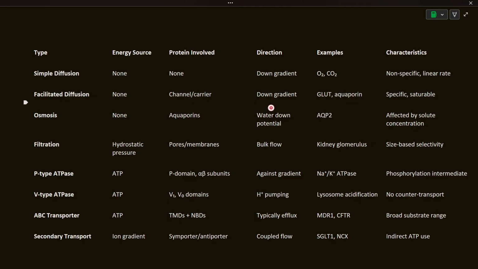So let's say in a solution, water is at its higher potential. If the solvent molecule has the higher potential, it means the solute molecules are at their low potential. So it is usually defined as the movement of solvent from the lower solute potential towards the higher solute potential, or in the direction of the water potential gradient. I hope it's clear to you all. The example is AQP2, and osmosis is affected by the solute concentration.